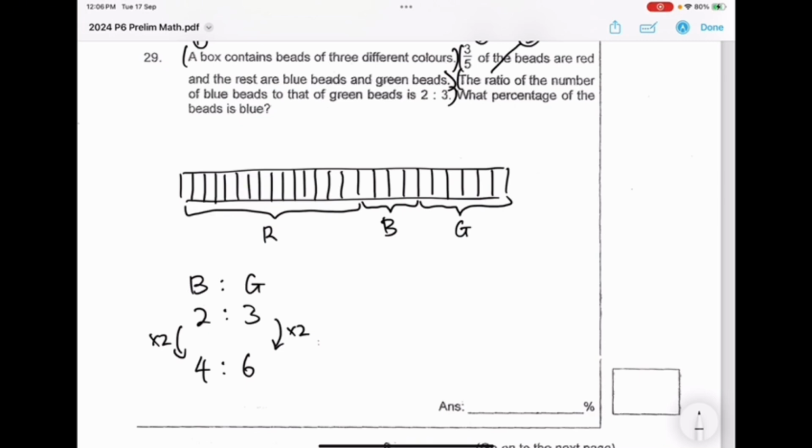And let's look at the question. What does the question say? What percentage of the beads is blue? So I know that blue has 4 units right now. So the fraction of blue units is 4/25. And how can I find the percentage? I'm just going to multiply it by 100%, and that would give me 16%. And this is your answer for question number 29.